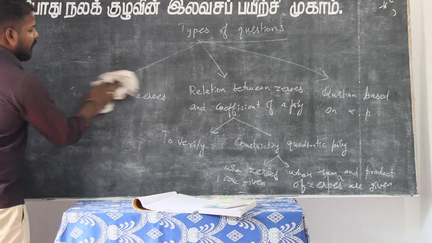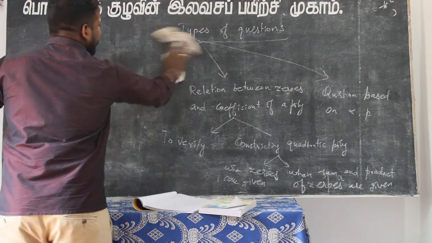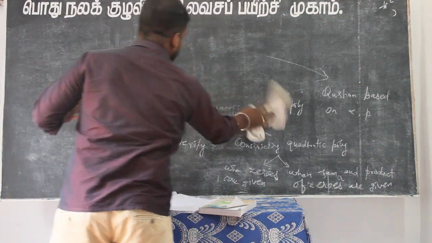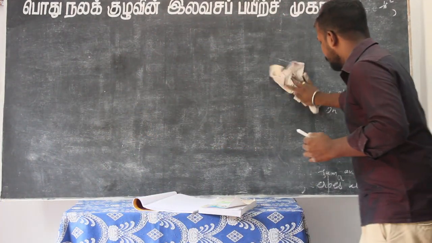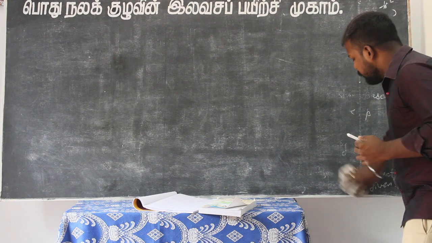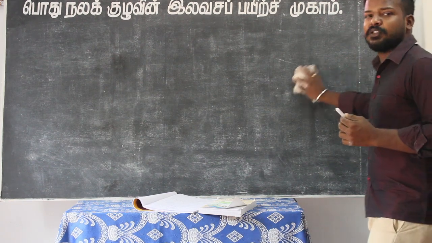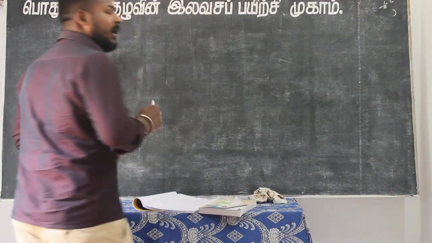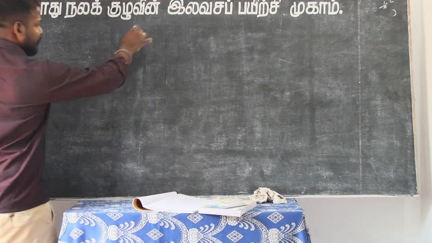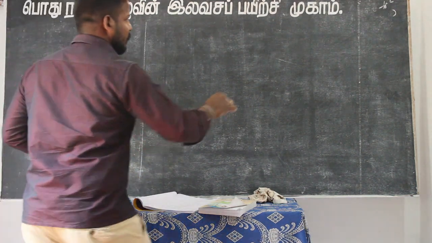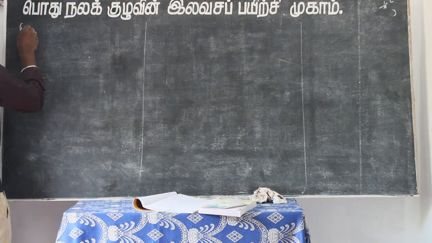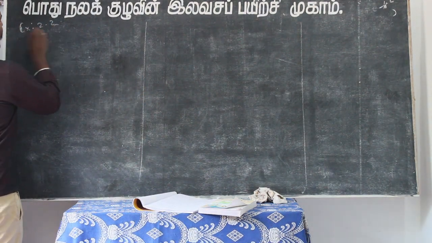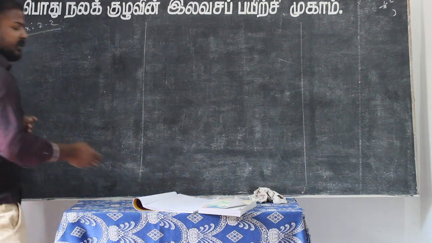So now we are going to solve exercise 2.2. There are two separate questions. In the first part I am going to solve three problems. In the second part also I am going to solve three problems. The remaining you are going to solve at home. Exercise 2.2, first one.